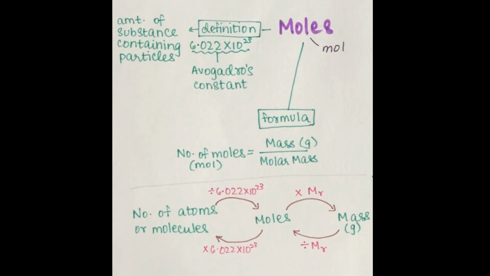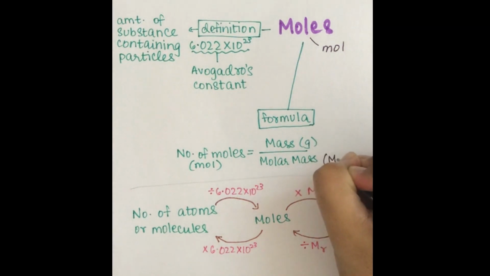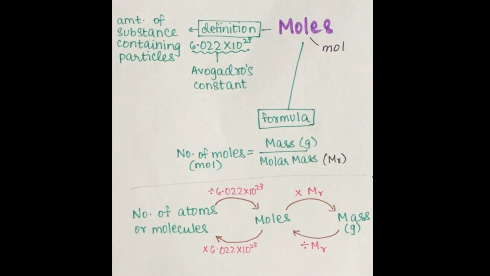And we have the formula. This is the most important formula of this chapter since you will even need to use this formula in other calculations. So number of moles is equal to mass in grams divided by molar mass. Now molar mass is nothing but the Mr of the compound or the element. Now this conversion also is important. If you need to convert from moles to mass in grams, you multiply by the Mr, and if you are converting from mass in grams to number of moles, you divide by Mr. This is the formula itself. Mass upon Mr is equal to moles.